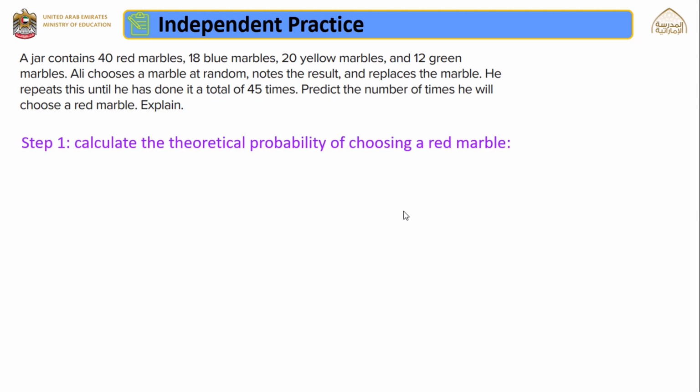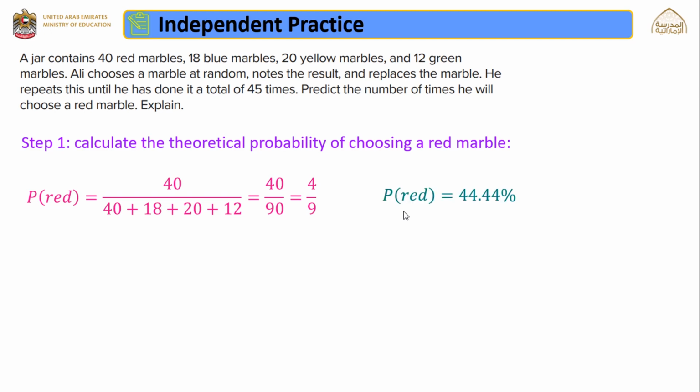Step 1 is to calculate the theoretical probability of choosing a red marble. So the probability of choosing a red is 40 out of the total, which is 40 plus 18 plus 20 plus 12. So it's 40 divided by 90, or 4 over 9. So the probability of selecting a red marble is 44.44%.